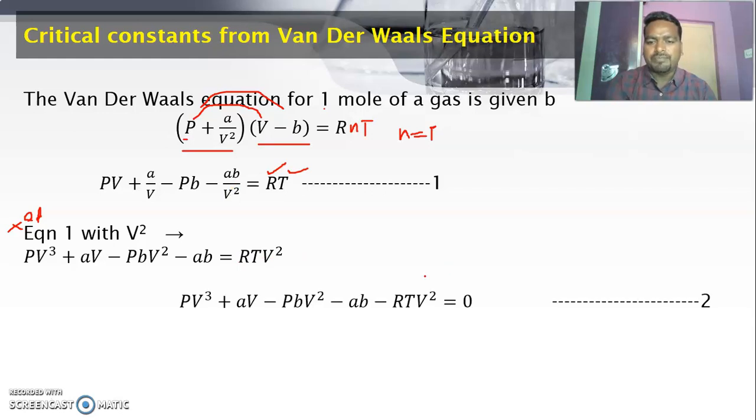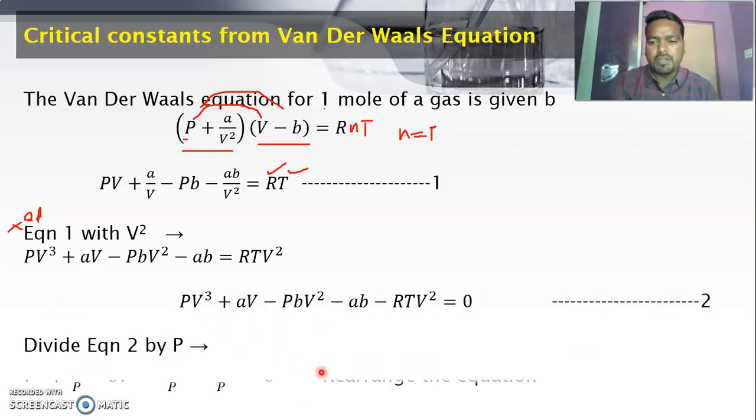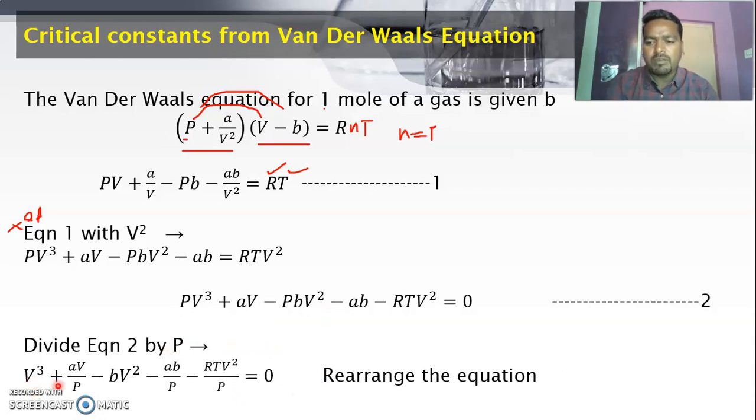square. So take RT V to the LHS, then it becomes PV cube plus AV minus PB V square minus AB minus RT V square is equal to 0. So consider this is equation number 2. Then divide equation number 2 by P. If we divide by P, we are going to get V cube plus AV by P minus BV square minus AB by P minus RT V square divided by P. So this is the equation we obtained.